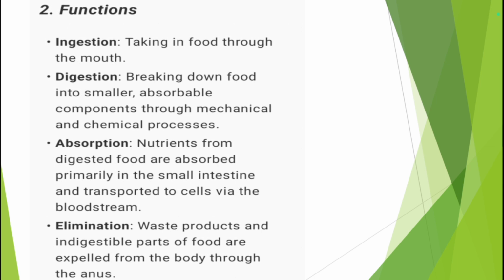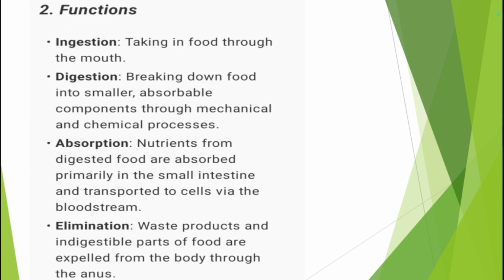After absorption, assimilation occurs. In assimilation, the nutrients collected by the small intestine will gradually be delivered to each and every cell of our body. Then elimination or egestion, the removal of waste products or the solid phases.